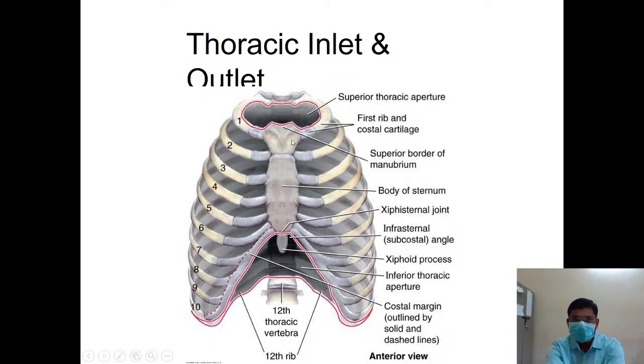You can see this is the superior border of the manubrium, the line highlighted in red color. Posteriorly you can see the first thoracic vertebra, and this is the first rib with the costal cartilage. And you can see another line highlighted in red color. However, please see the line highlighted in dashed lines. These dashed lines and the space in between are called the costal margin. And you can see the 12th thoracic vertebra, and this is the outlet of the thorax.